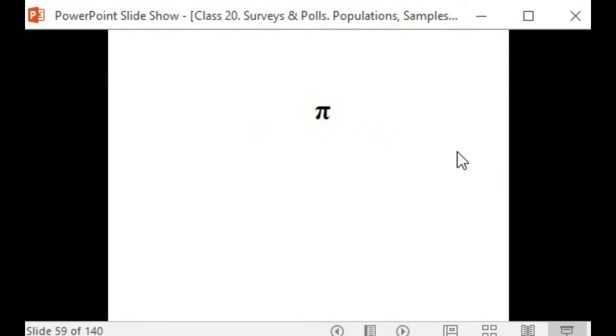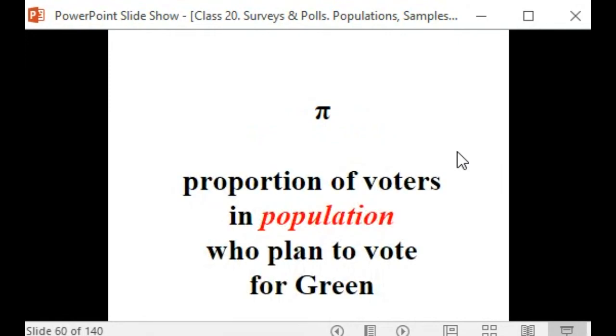Here's a new symbol. It's the Greek letter pi. Pi is the Greek p. Now, in geometry, this symbol means the ratio of a circle's circumference to its diameter. But when we're talking about populations and samples, pi stands for something different. Pi represents the proportion of voters in the population of interest who intend to vote for Green. So what's the population of interest here? Yes. Okay, you've got it. The population of interest is all 8 million East Virginia voters.